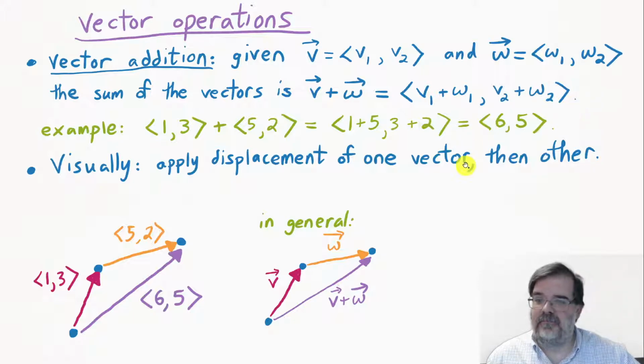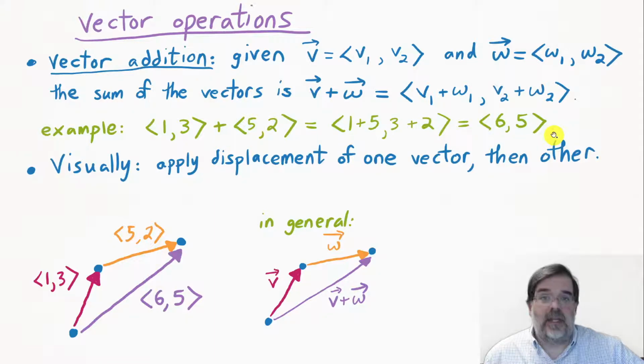And that's it. So, for example, if you have the vector (1, 3) and you want to add the vector (5, 2), well, you add the first components together, the 1 and the 5, and 1 plus 5 gives you 6. Then you add the second components together. So 3 plus 2 gives you 5. So the sum of the vectors (1, 3) and (5, 2) is the vector (6, 5).